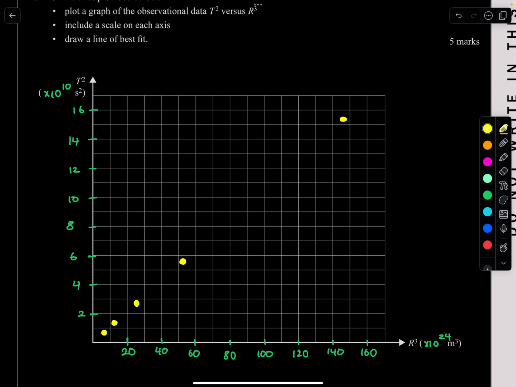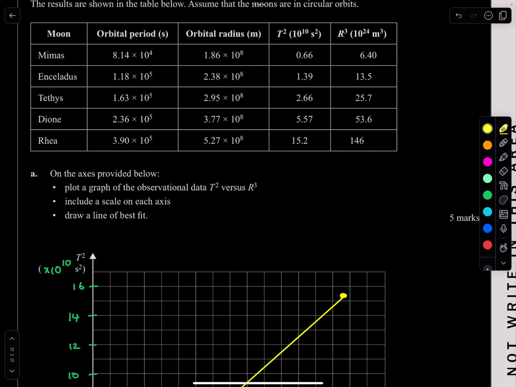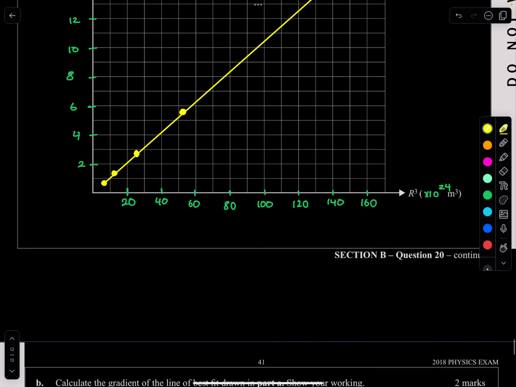Now what I'm going to do is draw a line of best fit. And yes, it does pass through all of them, which is a good thing. That looks great to me. So we've plotted them, we've included the scale, and we've drawn a line of best fit. That's beautiful. That should give you those 5 marks.